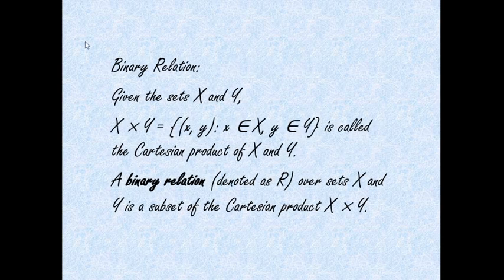So for that, first we'll see what is a binary relation. Given two sets X and Y, their Cartesian product X cross Y is equal to the set of all ordered pairs (x, y), where small x belongs to capital X and small y belongs to the set capital Y. Now a binary relation, usually denoted by capital R, over the sets X and Y is nothing but a subset of the Cartesian product X cross Y.